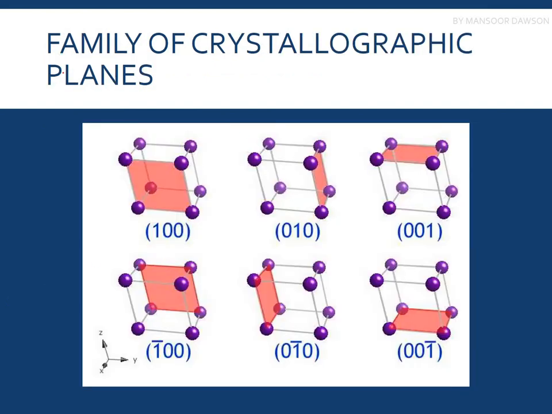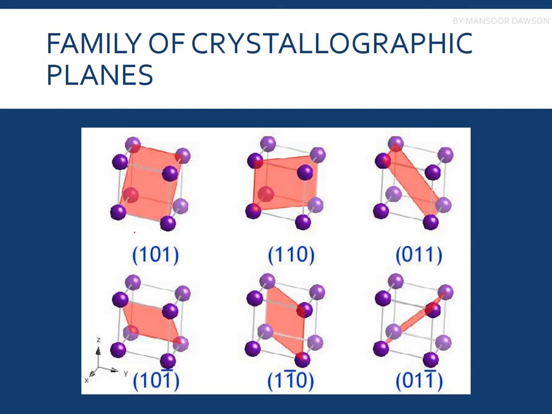Now here you can see that these are the family of planes: 1 0 0, 0 1 0, 0 0 1, minus 1 0 0, 0 minus 1 0, and 0 0 minus 1. You can see that if you rotate it along the axis, you will see the same plane. That is the reason why we convert them into a family.